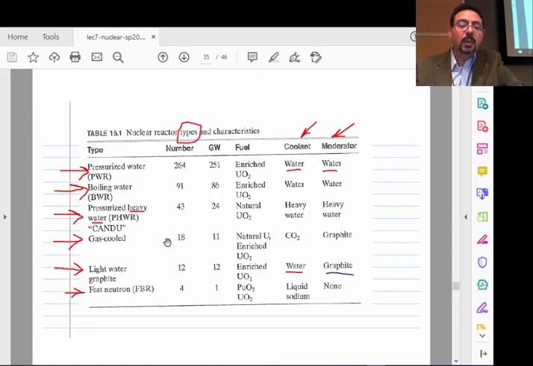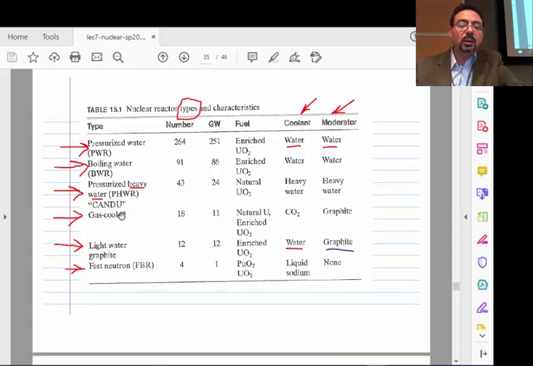All right. The gas cooled, there are a lot of gas cooled reactors in England, and so they would cool rather than with water, they will cool with CO2. Unfortunately, the CO2 is not a good moderator to slow down the neutrons, so they use graphite for it. Okay, and the light water graphite, that's basically what Chernobyl was.